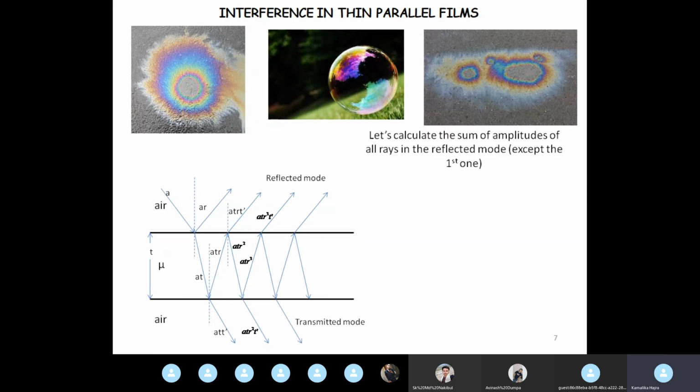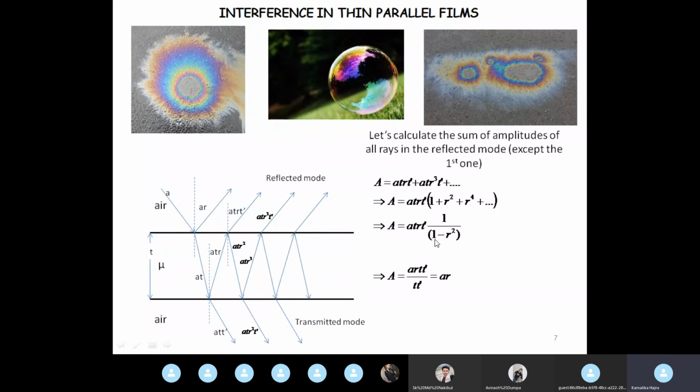Okay, now before moving on to the interference part, let's calculate the sum of the amplitudes of all the rays in the reflected mode other than the first one. So what is the sum of the amplitudes of all the rays in the reflected mode, leaving aside the first one? I've denoted it by A. So you see ATRT' plus ATR cubed T' plus the next will be ATR to the power 5 T', etc.